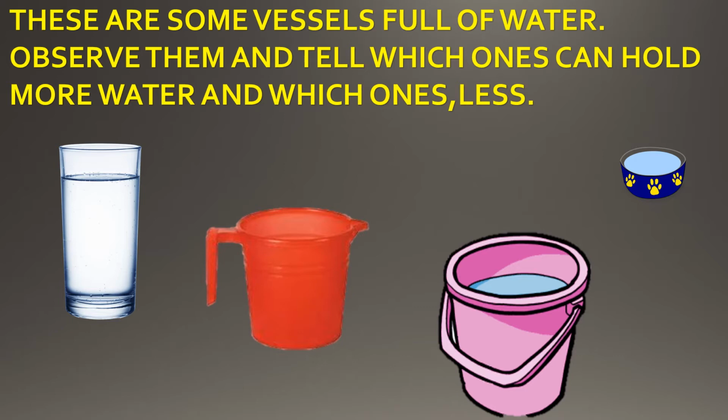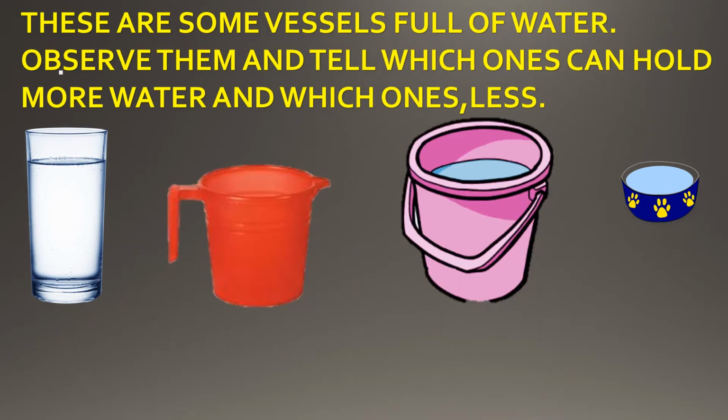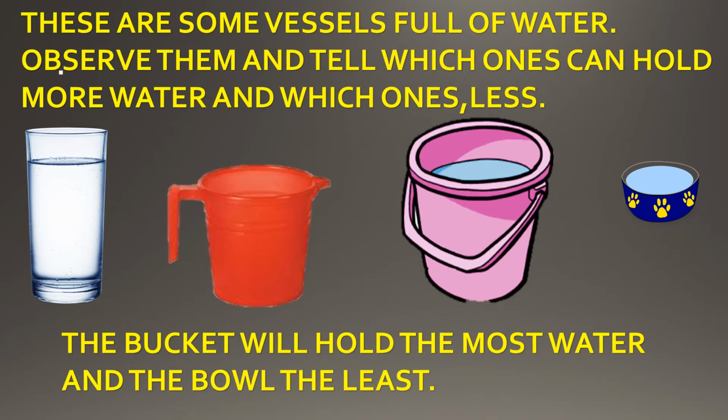Before we move further, these are some vessels full of water. Observe them and tell which ones can hold more water and which ones less. So you have a glass, a mug, a bucket and a bowl. Did you manage to get the answer? You are right. The bucket will hold the most water, while the bowl will have the least amount of water.